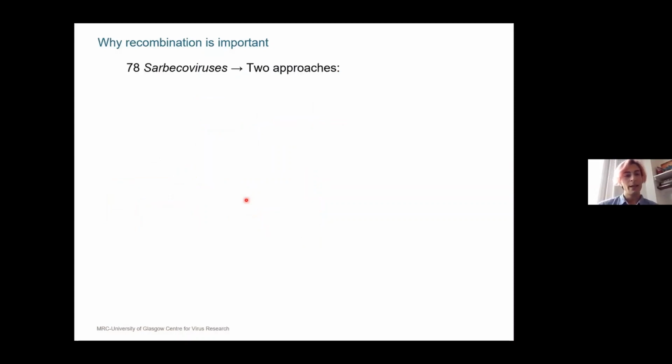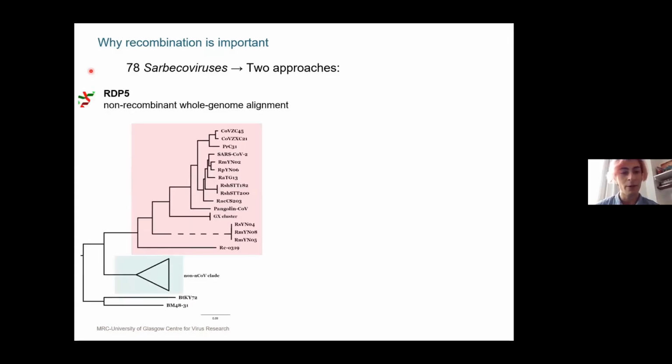So what we did is take the 78 available whole genomes of sarbecoviruses. This is just the subgenus of the SARS-related coronaviruses, and take two approaches to determine recombination. First off, and this is work done with help of Darren Martin, we used RDP5, and we used all the recombination modules implemented in RDP5, to find all the minor sequences, recombinant sequences in this 78 sarbecovirus whole genome alignment.